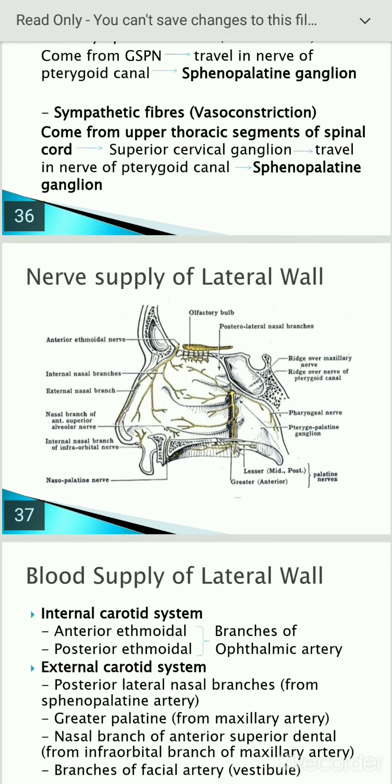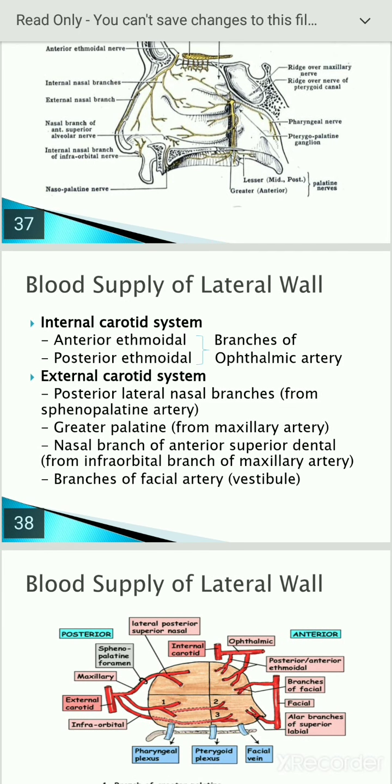This is the figure of the nerve supply of the lateral wall. We see the olfactory bulb in the roof and different nerves as we mentioned earlier. We get a very rich blood supply of the lateral nasal wall. Both systems supply. The internal carotid system supplies via anterior ethmoidal and posterior ethmoidal arteries. They are branches of the ophthalmic artery.